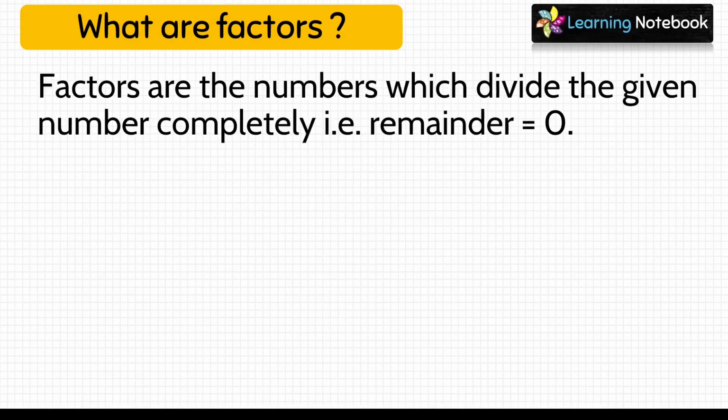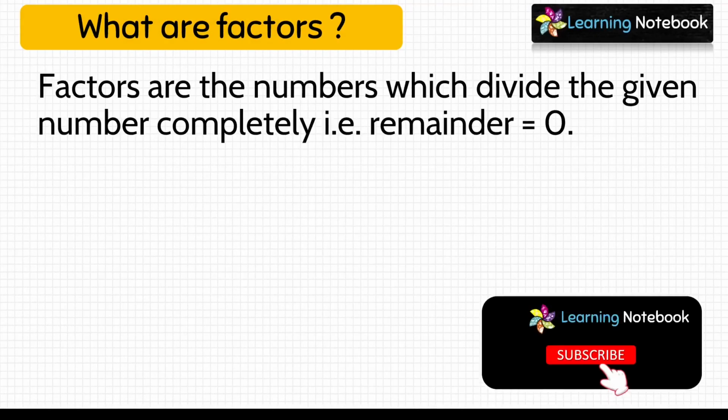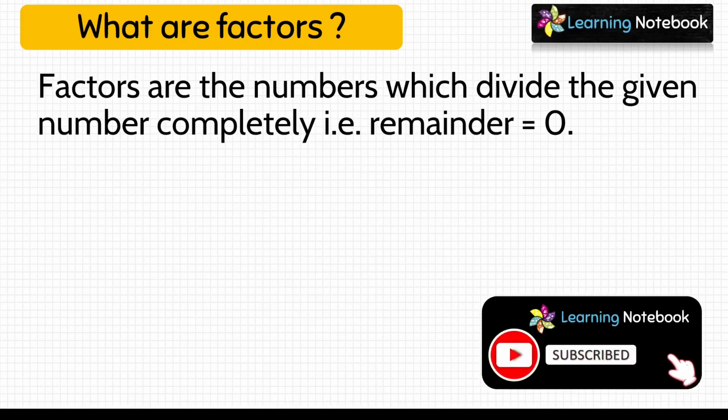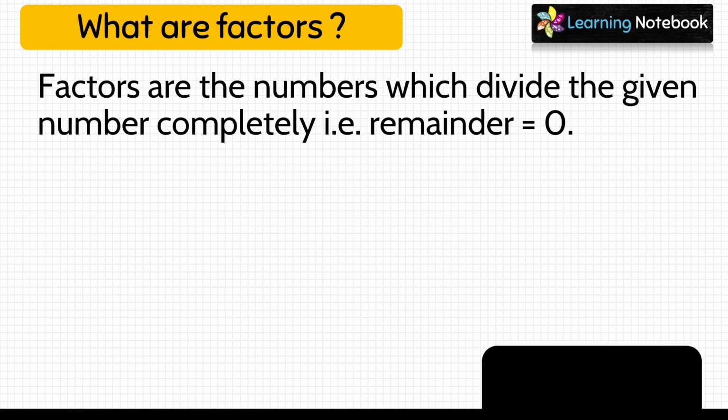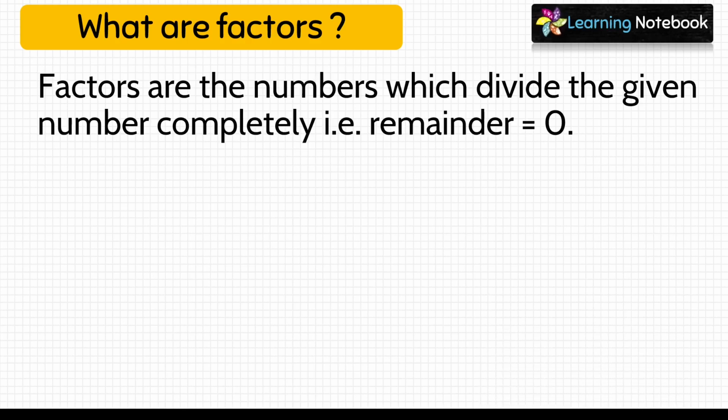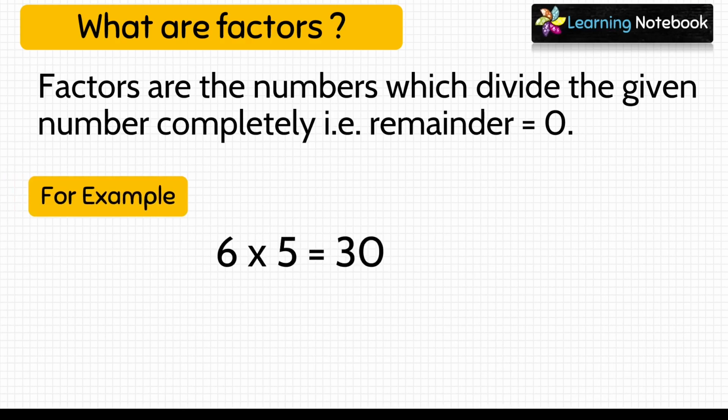In other words, we can say factors are the numbers which divide the given number completely. That is, the remainder equals 0. For example, if we divide 30 by factor 6, we get the remainder as 0. And if we divide 30 by factor 5, then also we get the remainder as 0.